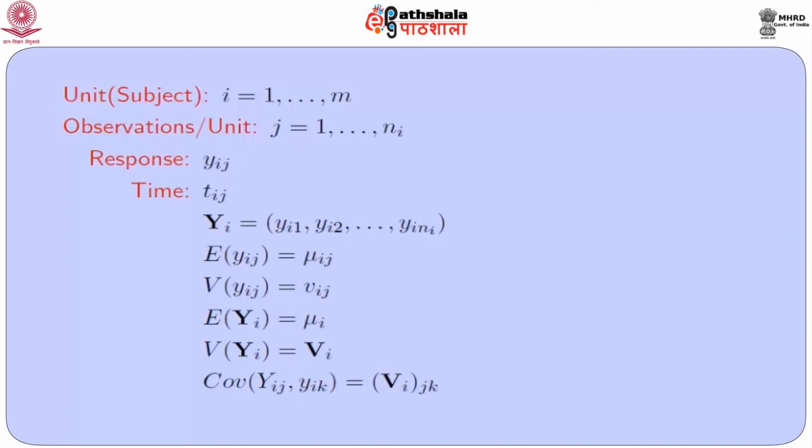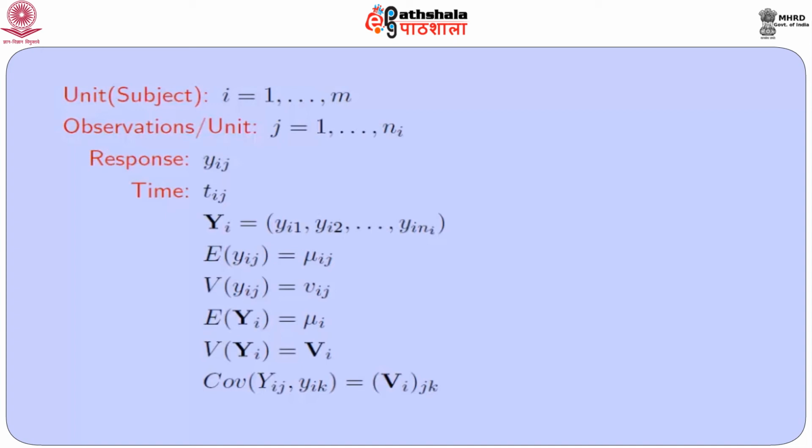If n1 equals n2 equals nm equals, say, a constant number, then we call it a balanced design, else the design is called unbalanced. Typically, a response is denoted by Yij, where i indexes the unit and j indexes the time, and tij is the time at which Yij is measured. So we have the vector Yi1, Yi2, ..., Yini denoted as capital Yi.